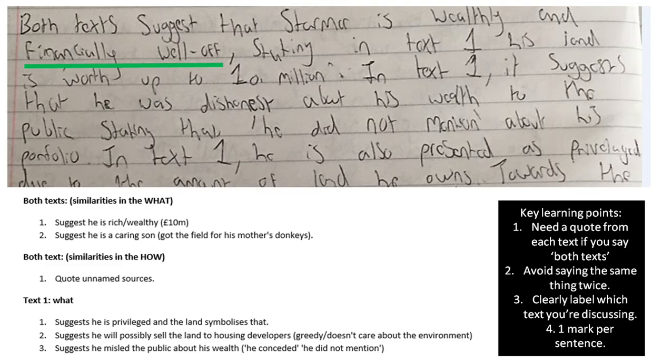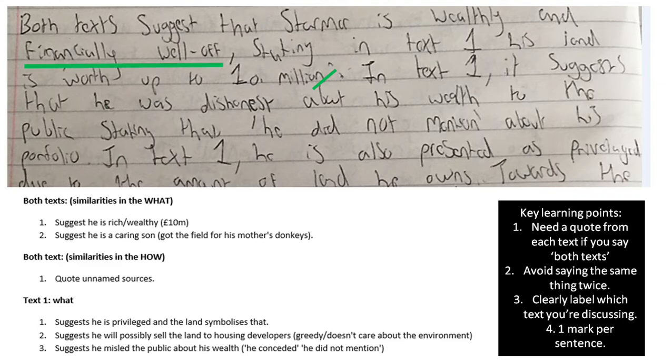So, have we secured the quotations from both texts to get the 2 marks for the fact that they both suggest he's wealthy? Unfortunately, no. Stating in text 1 his land is worth up to 10 million can give you a tick for text 1, but there's no quotation for text 2, and therefore I can't give 2 marks there.